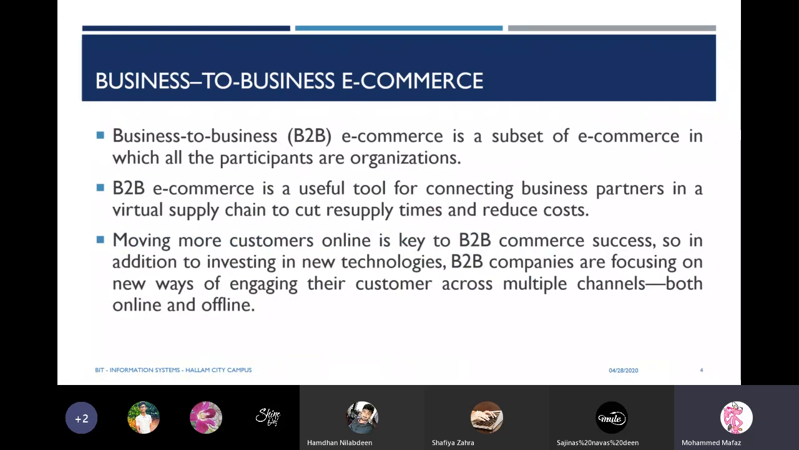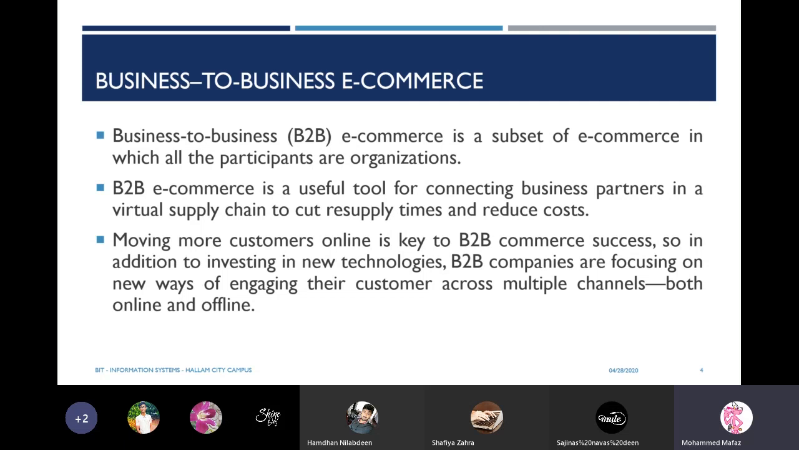Business to business e-commerce is a subset of e-commerce in which all the participants are organizations. B2B e-commerce is a useful tool for connecting business partners in a virtual supply chain to cut resupply times and reduce costs. Right? All companies connecting together, or a minimum of 2 companies connecting to each other through a technological platform. Moving more customers online is key to B2B commerce success. In addition to investing in new technologies, B2B companies are focusing on new ways of engaging their customers across multiple channels, both online and offline.